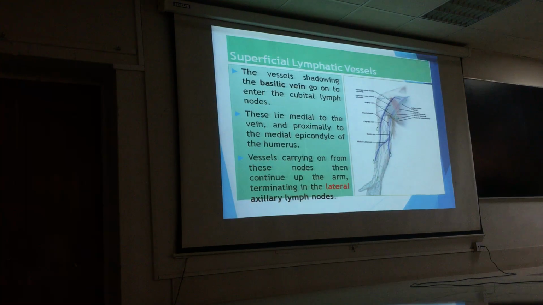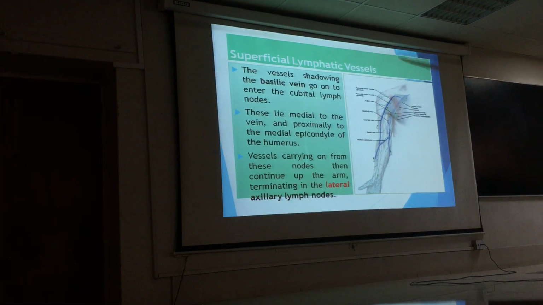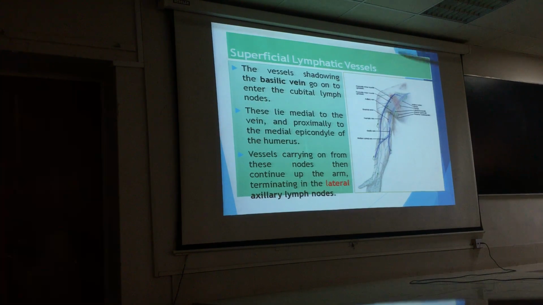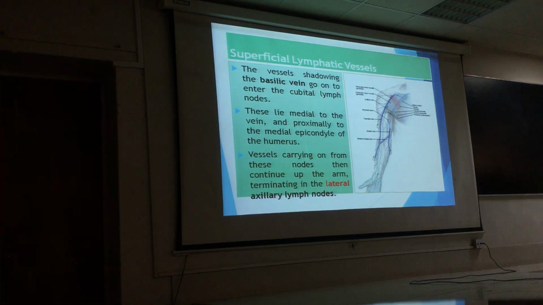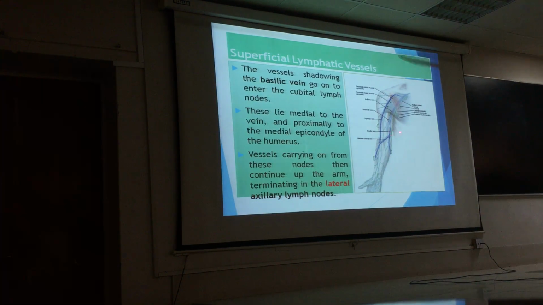Now, from the cubital region, the lymphatics are going to go further upwards. When they ascend, there is a set of lymph nodes known as the axillary lymph nodes. If you remember my class on the axilla, I described five groups of axillary lymph nodes: the anterior, that was the pectoral; the posterior, that was the subscapular; then the lateral humeral; then the central; and then the apical group of lymph nodes.